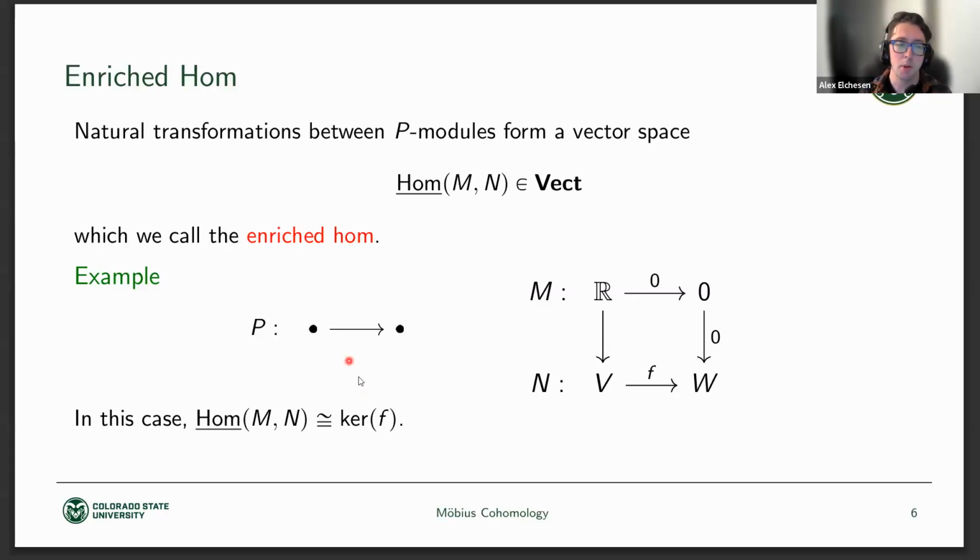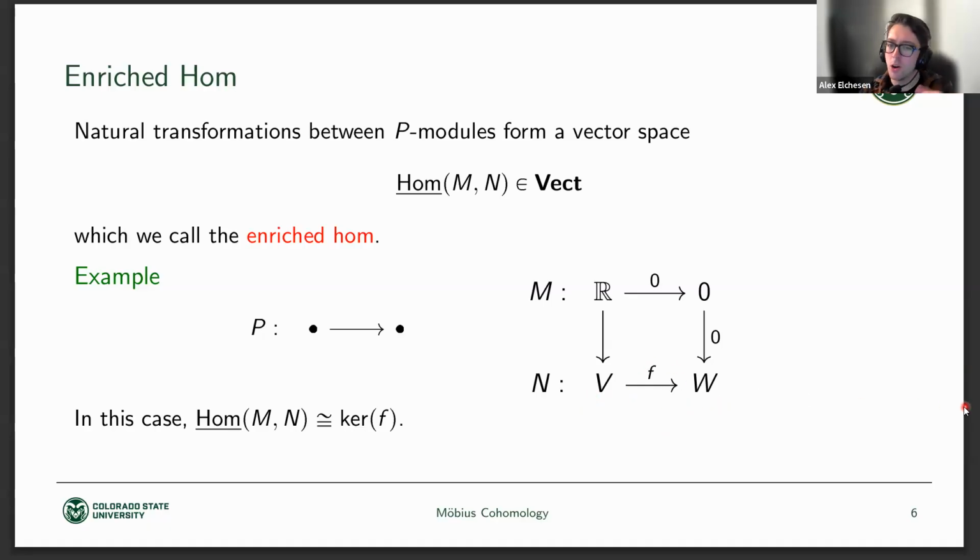So here's a simple poset, 2 points with one relation. And on the right, each row is a different P module on that poset. So the top row is just a simple P module where you have one copy of R at the left point and then a copy of 0, and then the map has to be 0. N is just an arbitrary P module. We just have an arbitrary vector space, V and W, and then a linear map between them.